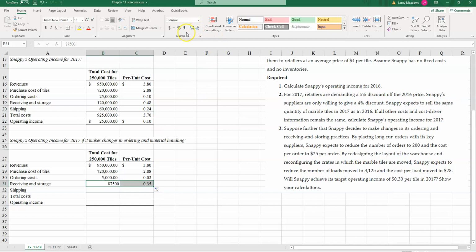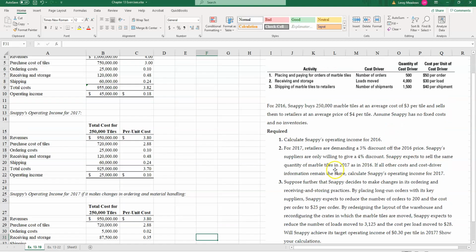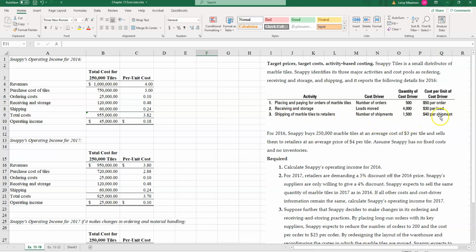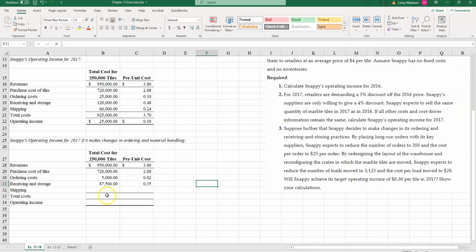So let's take a look at our shipping costs. We're not told anything about shipping costs here, so I guess I'm saying shipping costs are not going to be able to change. So my shipping cost from requirement 2, $60,000, and that's 24 cents per tile. So now, what are my total costs on a per unit basis? And on a per unit basis, it is going to be $3.49 per tile.